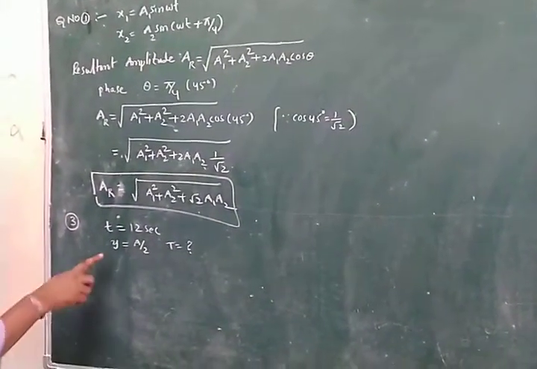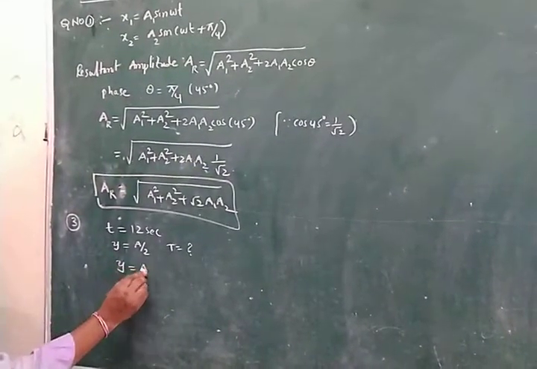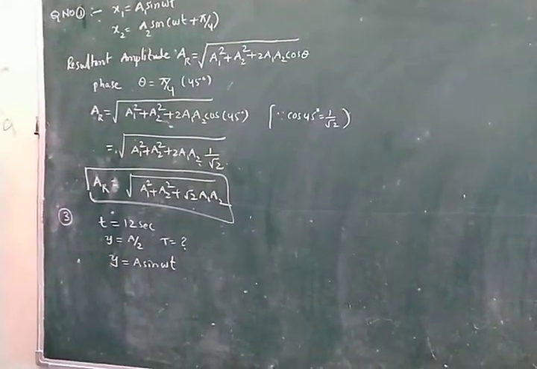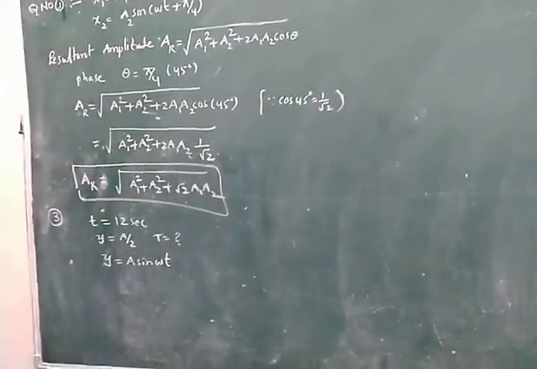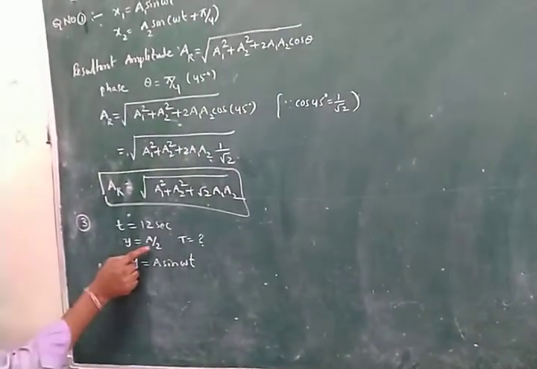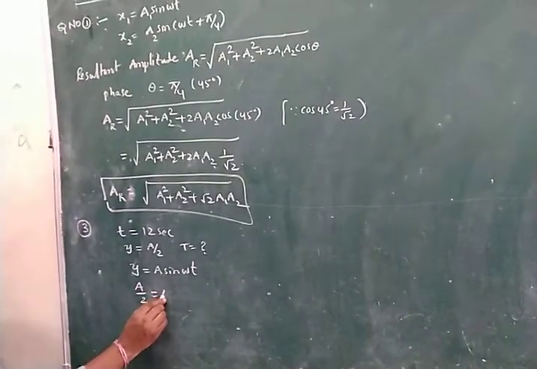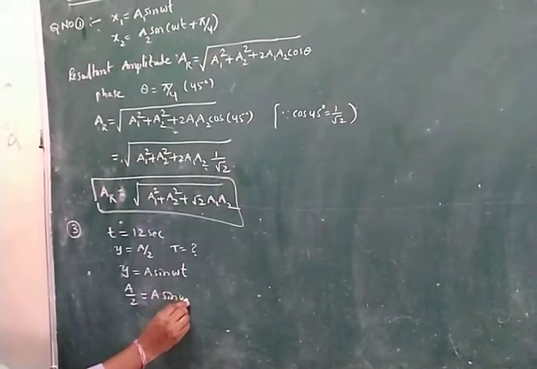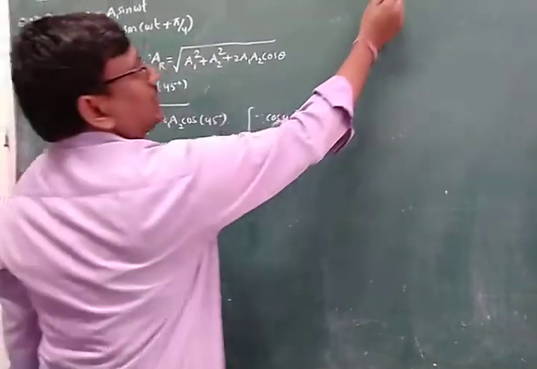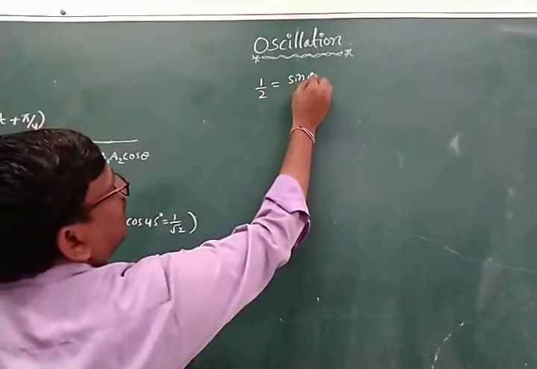We know the formula for the displacement. What is the formula of the displacement? y is equal to a sin omega t. This is the general equation of a simple harmonic motion. Here y is equal to a by 2. We can substitute: a by 2 is equal to a into sin omega t. The a gets cancelled. We can write 1 by 2 is equal to sin omega t.